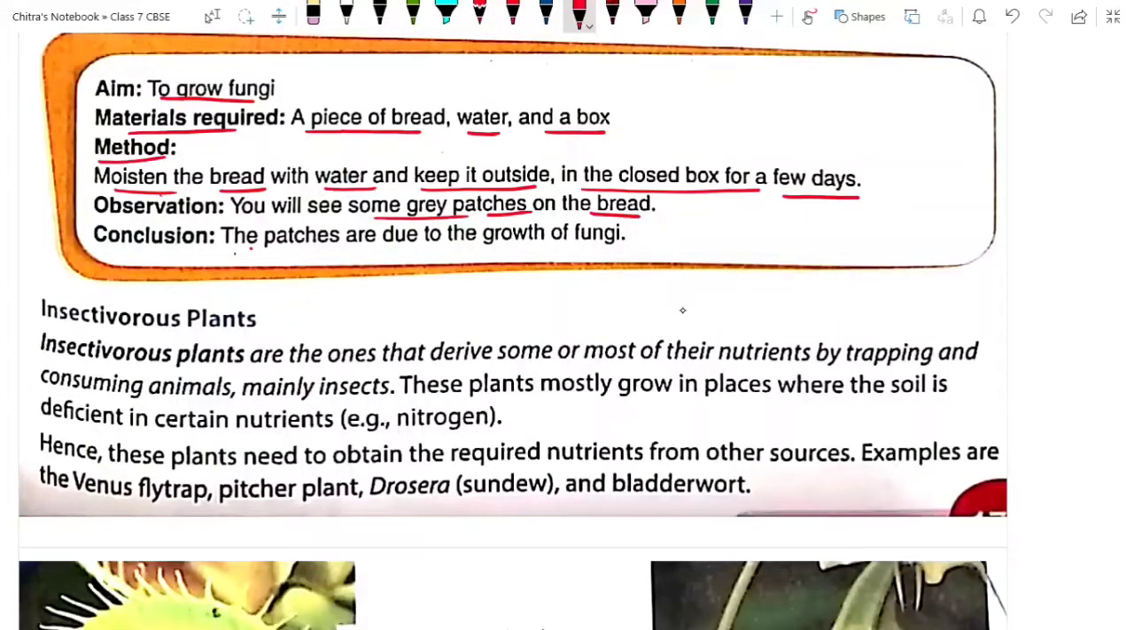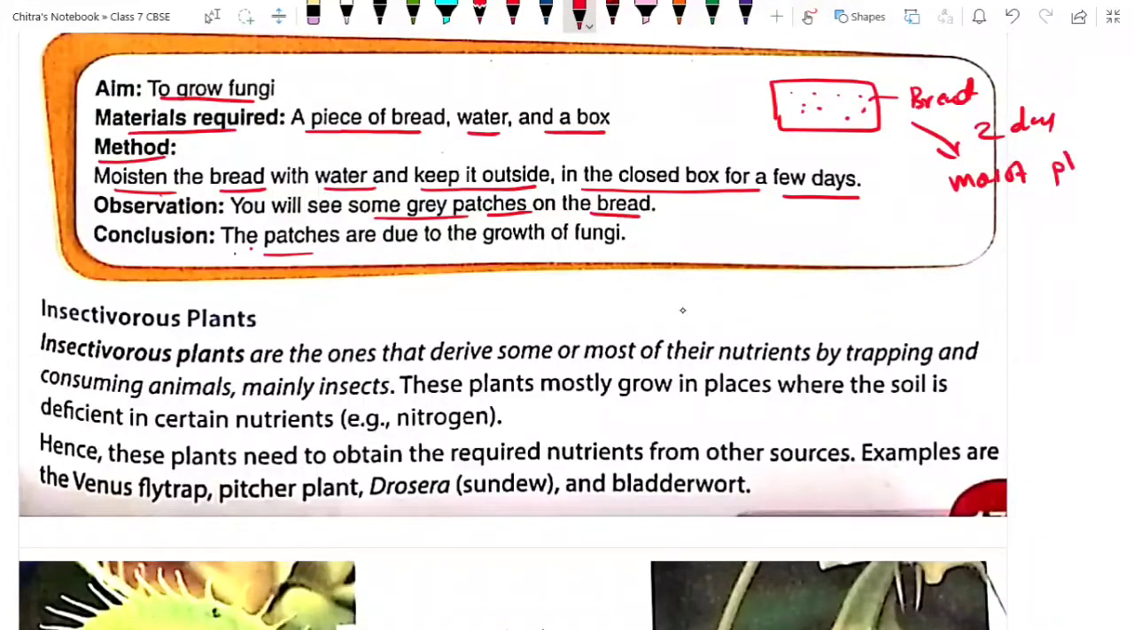I did this activity, sir. Suppose you have a piece of bread here. Just keep that piece of bread in a moist place for a few days, for 2 days. You will observe greenish brown colored patches on the bread.